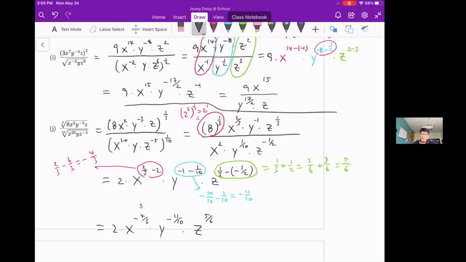So the last one is z to the 5 over 6, right? Oh, x and y have the negative power. Then we're going to put them in the denominator, okay? Then now we have the numerator as 2 times z to the 5 over 6, and the denominator x to the 4/3 and y to the 11 over 10. That's it.